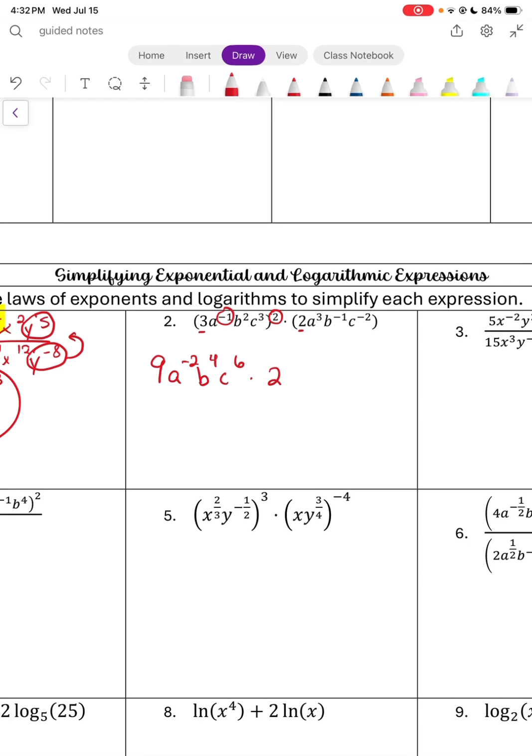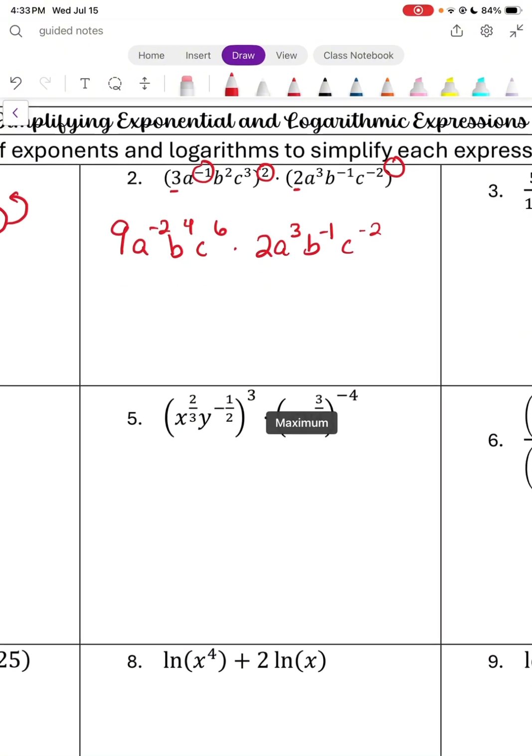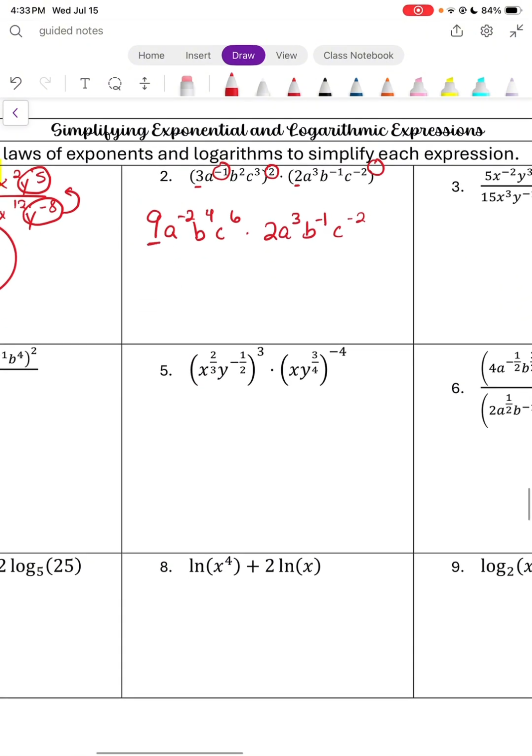Over here you have 2. There's no exponent on this, so therefore we have a to the third, b to the negative 1, c to the negative 2. Now, anything can be multiplied. You just multiply the pieces that are alike. 9 times 2 is 18. My a's, if you want to move them and bring them to the bottom and all that, you can. Or, since you're multiplying a's times a's, you're just going to add your exponents. So negative 2 and 3 gives me a to the first. B to the fourth, b to the negative 1, add your exponents. That'd be b to the third. C to the 6th, c to the negative 2 will be c to the 4th. No negative exponents, nothing has to move.